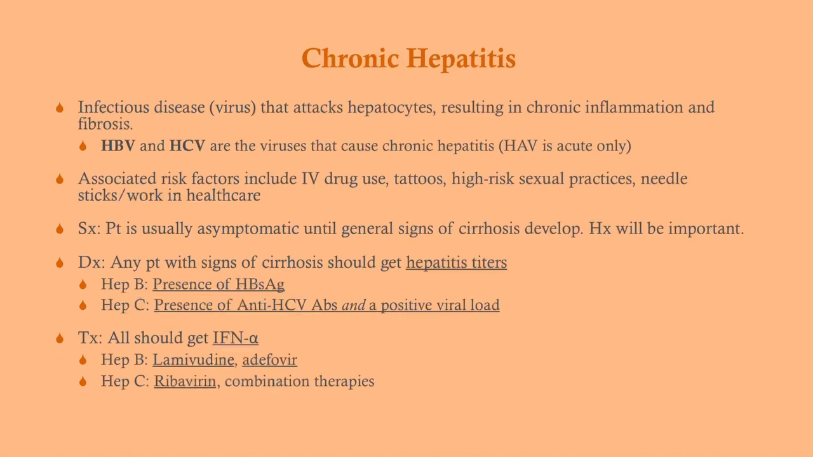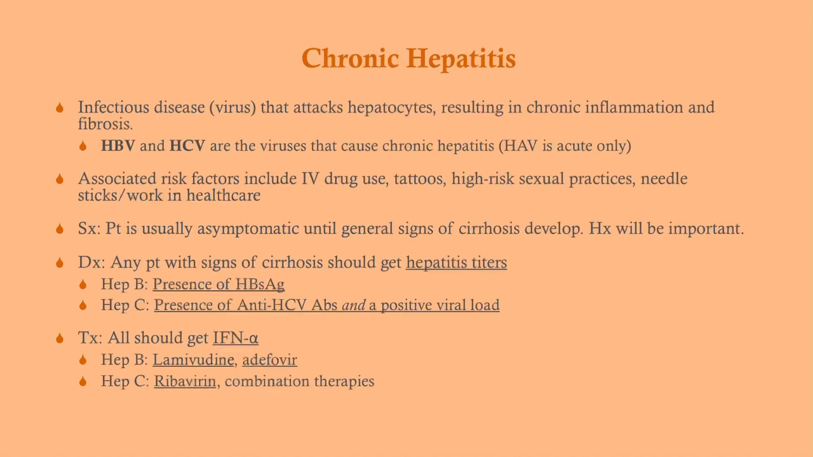The symptoms, usually the patient is asymptomatic until they start to develop cirrhosis. So the history is going to be really important here. How do we diagnose this? We get hepatitis titers. So you should be familiar from Step 1 with how those titers work, especially for Hep B. It's kind of complicated to know whether someone's in the acute stage or if they are in the chronic stage or if they had a recent resolved infection. You should know all those titers.